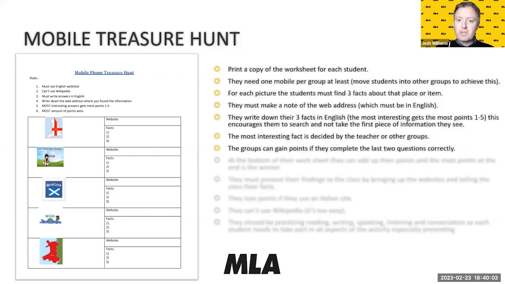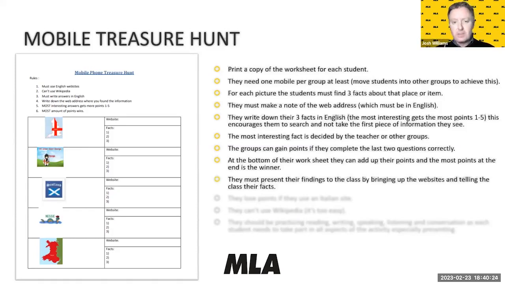Groups can gain points if they complete the last 2 questions correctly. So the last 2 questions are special bonus questions on the worksheet. They can add up the points, and the most points in the end is the winner. You might even get them to swap and mark other people's worksheets so that they can work out the points. They present their findings to the class by bringing up the website and telling the class their facts.